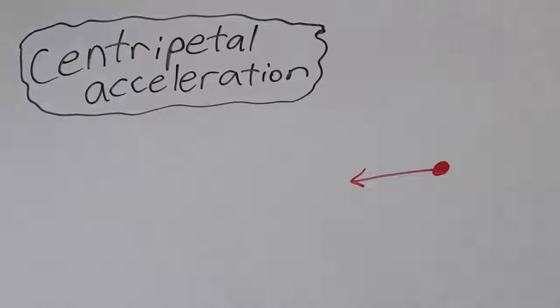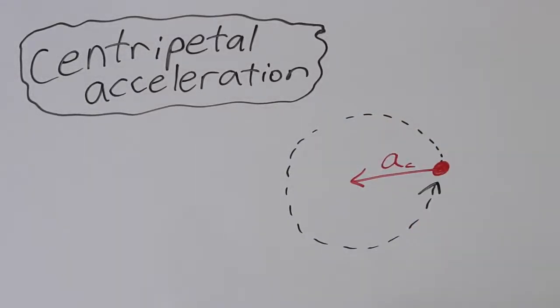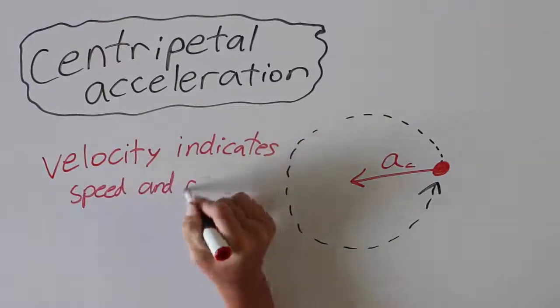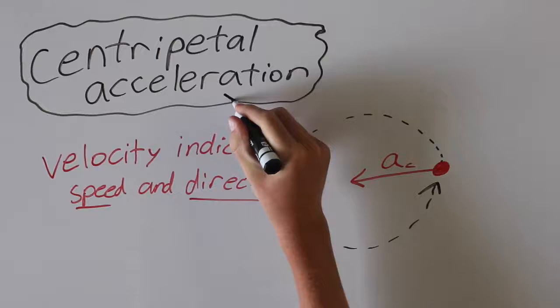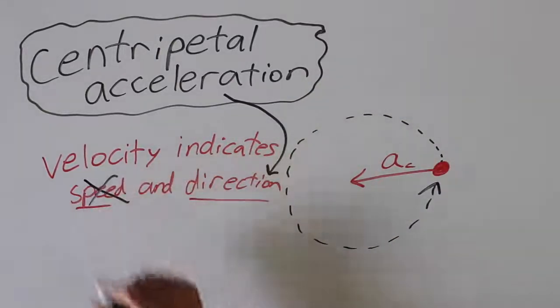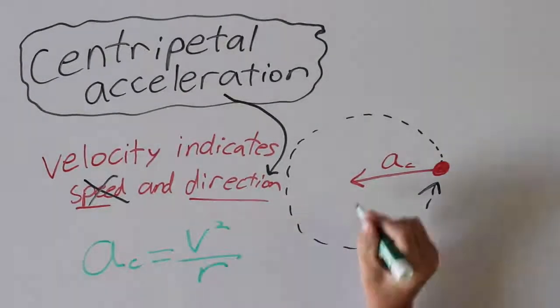Okay, so first off, remember that centripetal acceleration is a center-facing acceleration that makes an object move in a circle. Unlike our typical idea of acceleration, the centripetal kind changes the velocity of an object, but not its speed. This is because velocity indicates speed and direction, and centripetal acceleration only changes direction. Centripetal acceleration is going to tell us how the velocity vector changes each second. Centripetal acceleration equals velocity squared over radius.